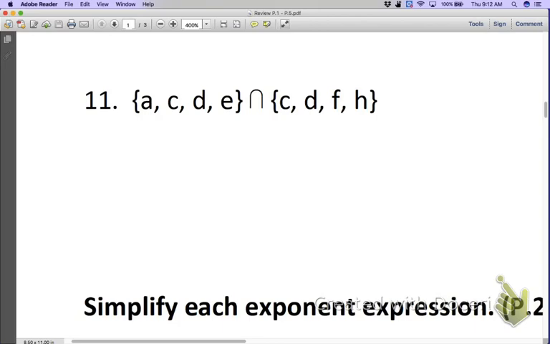Same sets on 11, but it's the ones that match or are in each set, so it's just going to be C and then D. So, do we need to have the brackets in the answer? Yes. Okay. It should look something like that.